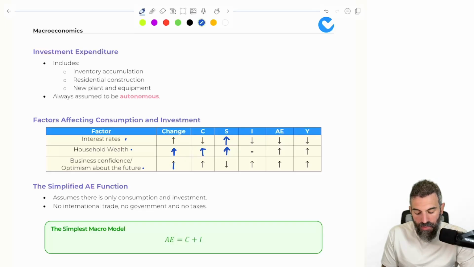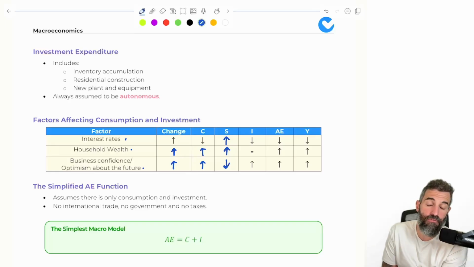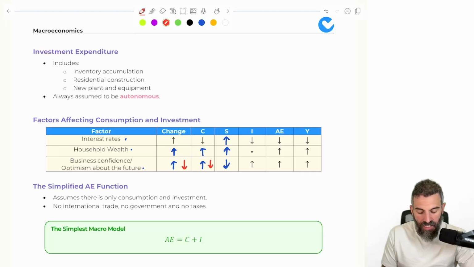And when you're optimistic about the future, you tend to spend more money and save less. But when you're worried about the future, when you think, oh, a recession is coming or the economy is slowing down, you'll start to do the opposite. When you have a negative feeling toward the future, you tend to consume less today and start saving more.